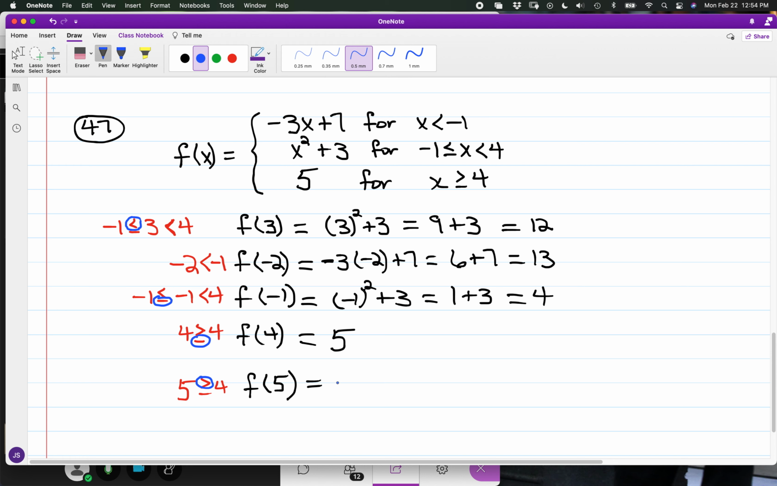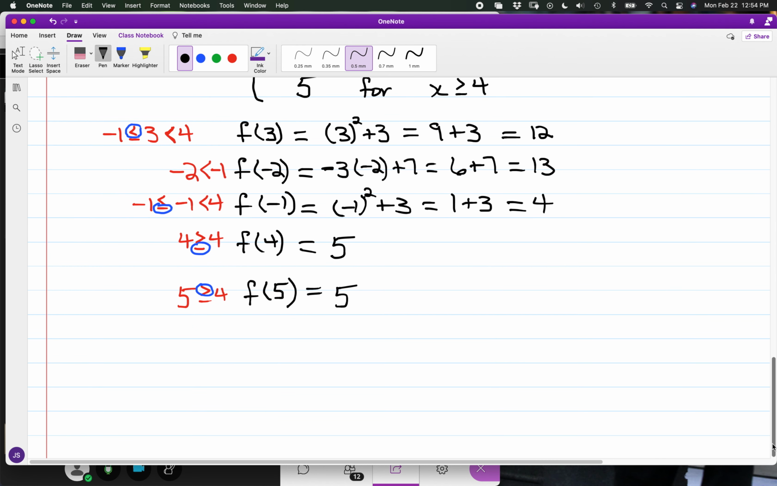Again, we have f of 5 is equal to 5. All right. Now, for the next piecewise defined function, here we're going to have absolute value terminology in the mix. And we have g of x.